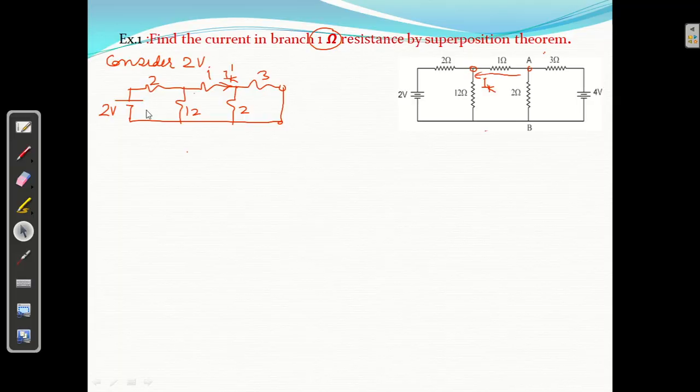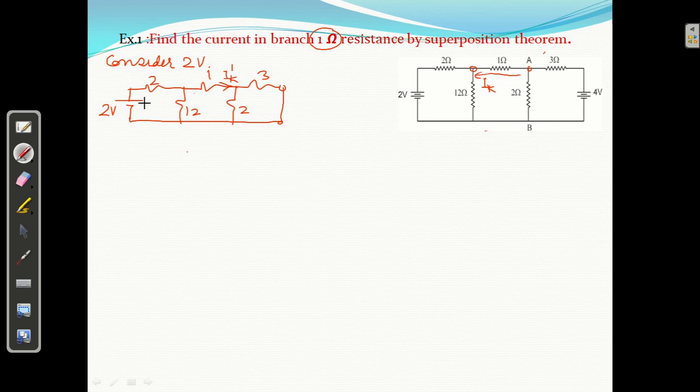Let's see. So this is loop. Now see here, I have to find IK dash. How will you find IK dash? You can go for series parallel technique. You can go for KCL. You can go for KVL. I'm going to use the KVL.